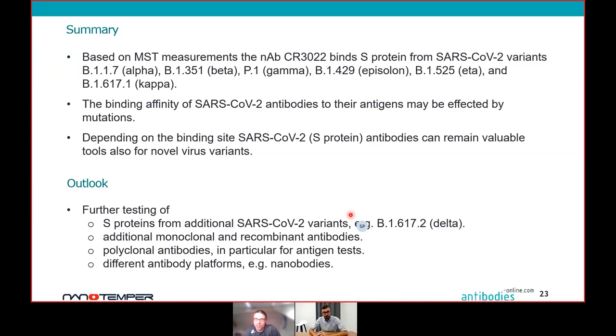We are now extending these binding measurements to S proteins from other SARS-CoV-2 variants, in particular, obviously, the B16172 Delta variant. Besides, we are already testing additional monoclonal and polyclonal antibodies, as well as different antibody platforms in comparison.